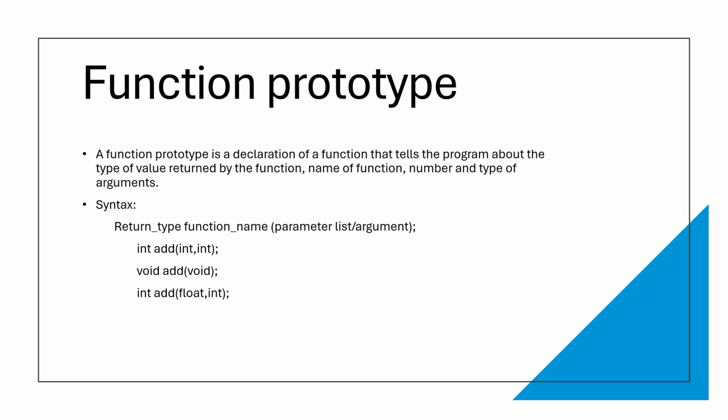Syntax: return type, function name. The return type can be any return type. The function name is as per your wish, and then a parameter list or arguments. So here, for example: int add(int, int); void add(), where void means it does not return any value; then int add(float). These are the examples. The return type will be integer, and the function name we can give as add, sub, anything. Inside this is the parameter list.